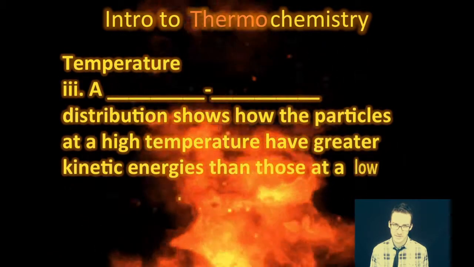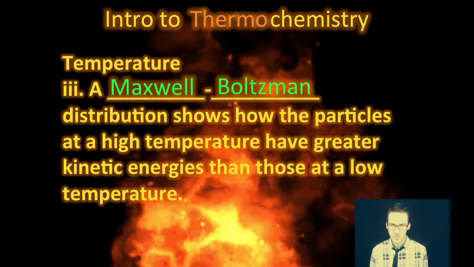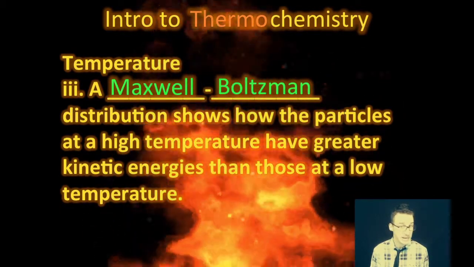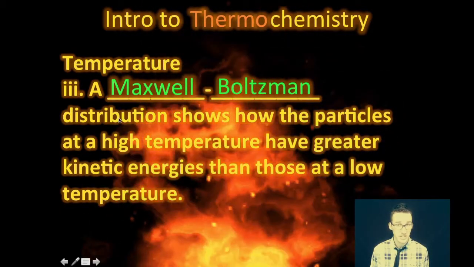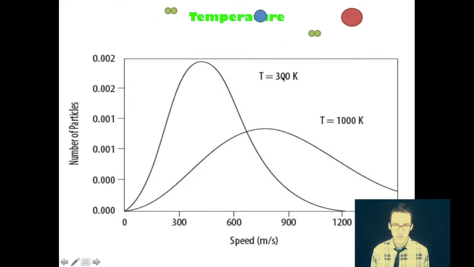Third point to keep in mind, we're going to use what are called Maxwell-Boltzmann distributions, which just show us how the particles at high temperature have greater kinetic energy than those at lower temperatures. Sounds like a tricky concept because of the names, but it's just a pretty easy graph that indicates when you are at lower temperatures, in this case 300 Kelvin, the majority of your particles will have a lower molecular speed, or lower kinetic energy, than when you have your temperature at 1000 Kelvin, where the majority of your particles will have a much larger speed or larger kinetic energy. Maxwell-Boltzmann.